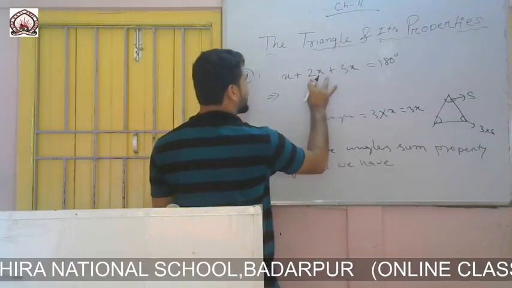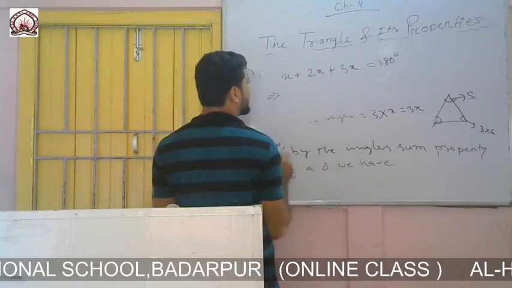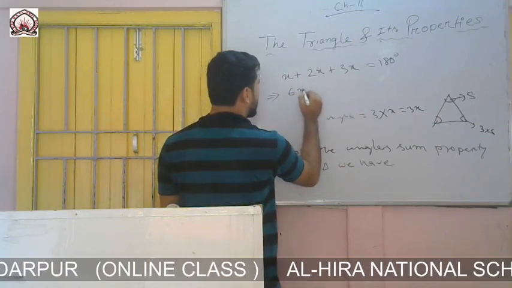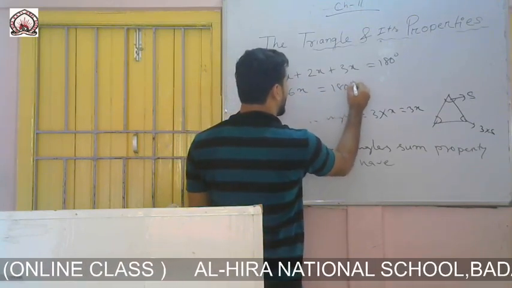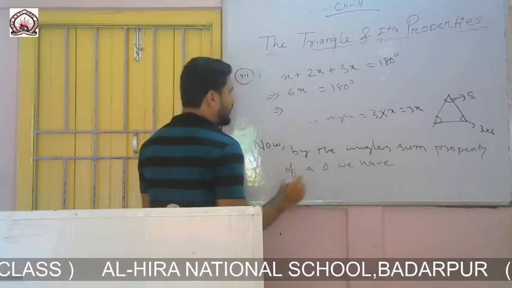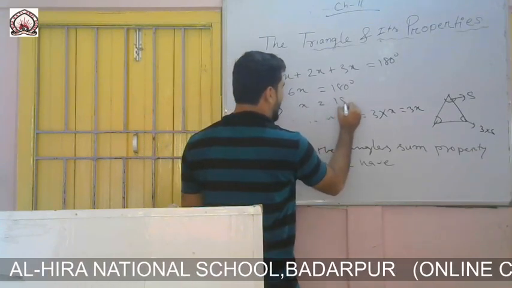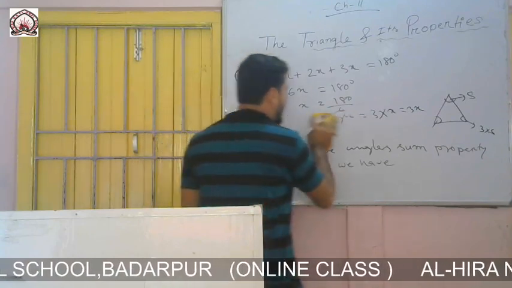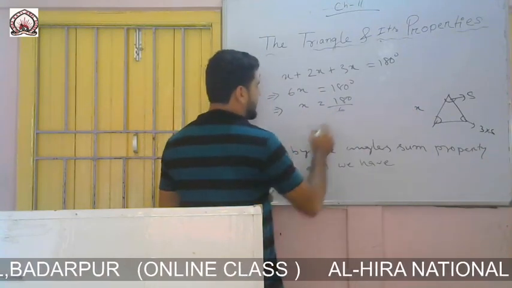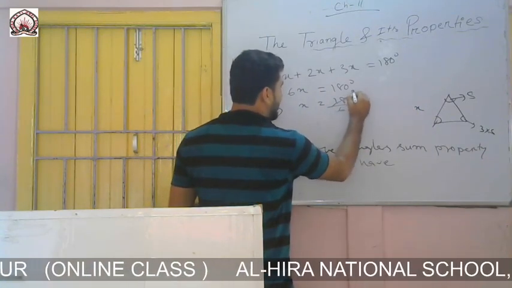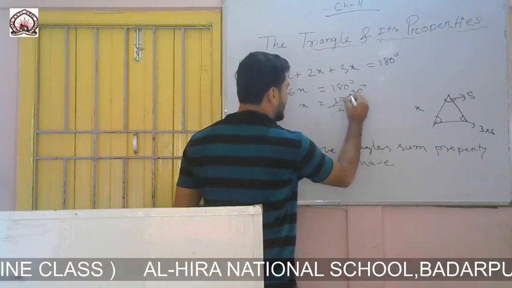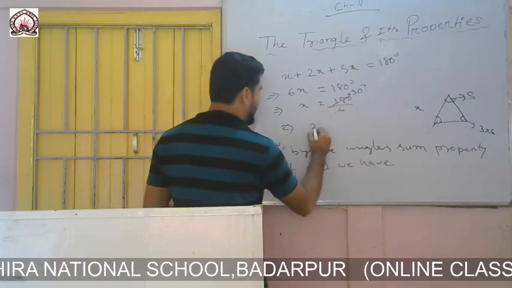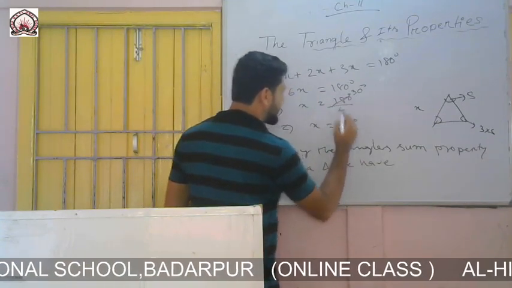Now I can add them. So twice x plus thrice x plus x equals how many x? 3 plus 2 is 5, 5 plus 1 is 6. 6x equals 180 degree. Now x equals 180 degree divided by 6. If we cancel, 6 3s are 18 and 1 0 is there. So it is 30 degree. So x equals 30 degree.